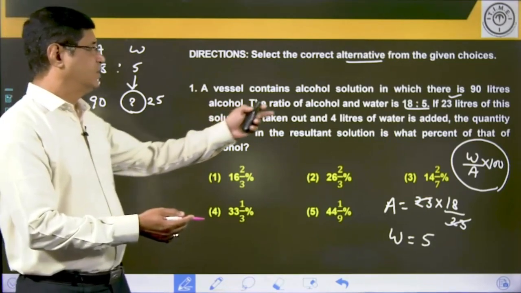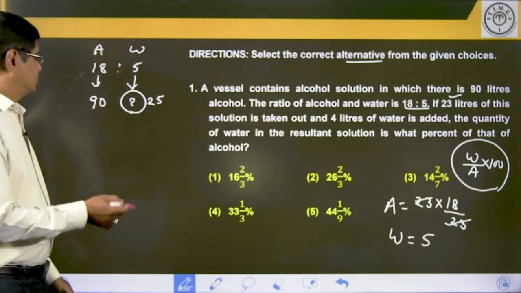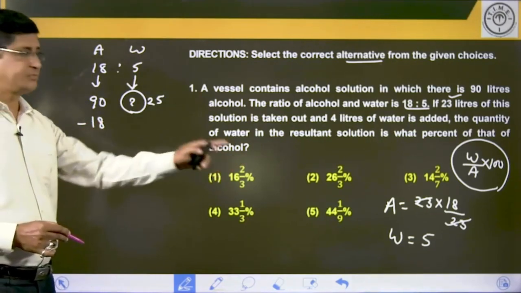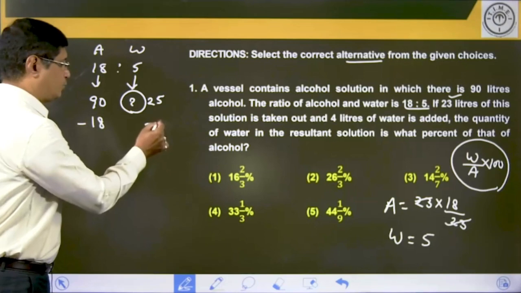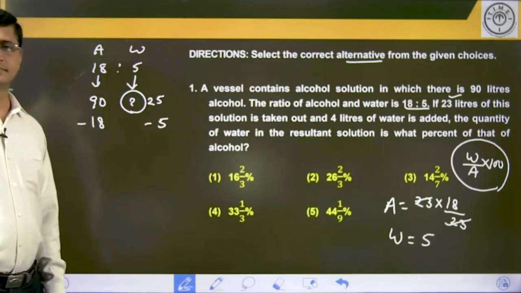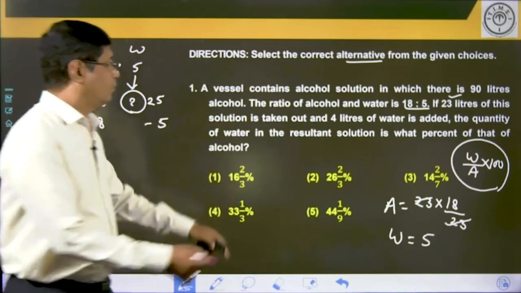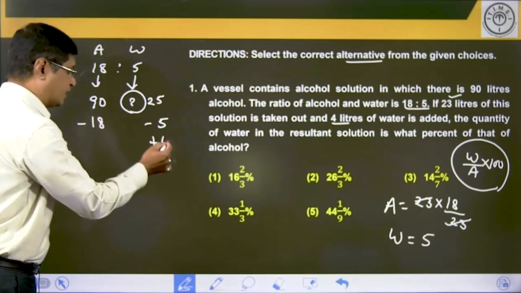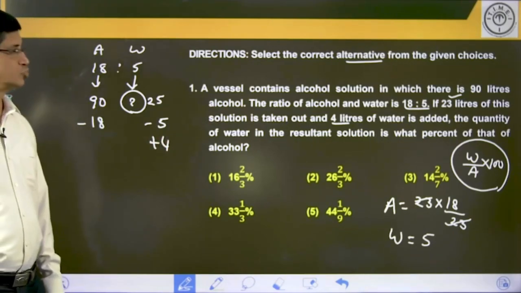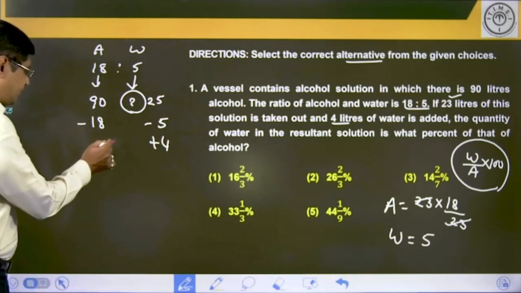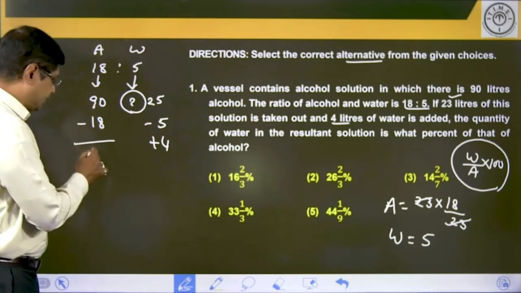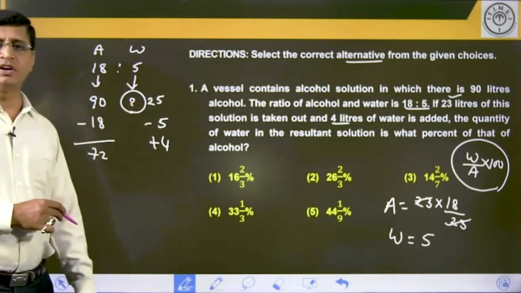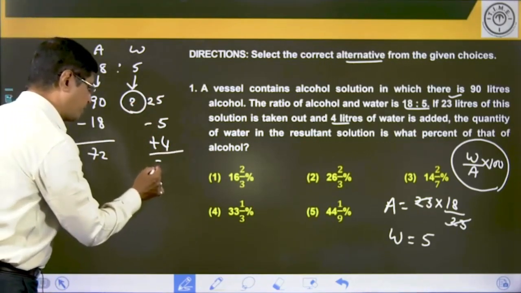Now what is it saying here? 23 liters is taken out means subtract 18 liters of alcohol and 5 liters of water. Then 4 liters of water is added. Simplify this. 90 minus 18, that is 72. 25 minus 5, 20 plus 4, that is 24.